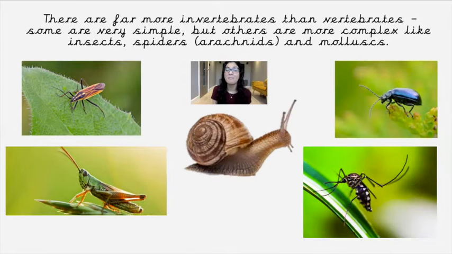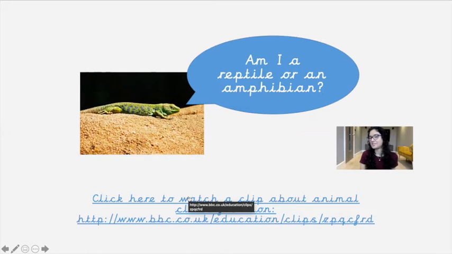Now, there are far more invertebrates than vertebrates. So that means there are far more living things that have no backbone than there are who do have a backbone. Now, some are very simple, but others are more complex, like insects, spiders, or we call them arachnids sometimes as well. That's the more scientific word. And also mollusks, which have a bit of a shell to them. Can you think of a living thing with a shell? So you have this little lizard asking themselves, am I a reptile or an amphibian?